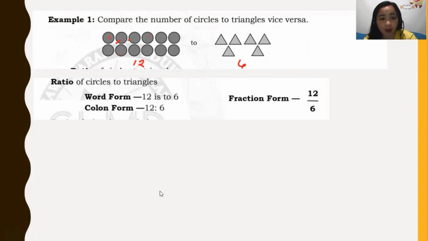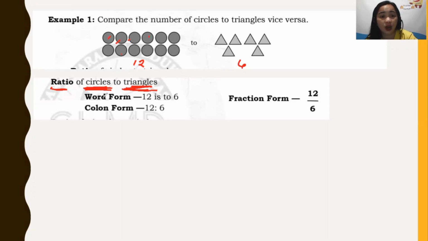So take note from our definition here. Sa definition natin, dapat yung kinocompare daw sa given, yung variable natin, dapat ay nakaparallel siya sa quantity na isasagot natin. Example, yung ratio of circles to triangle. So, doon sa ating definition, ratio is comparison of two quantities. Alin ba yung hinahanap nating bilang? That is the quantity of circle to the quantity of triangle.